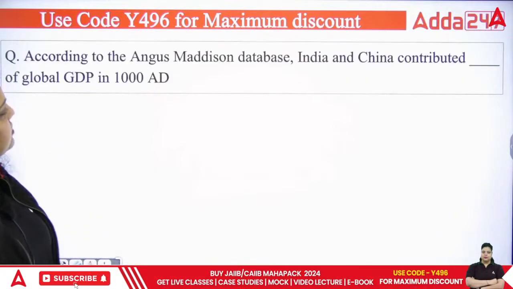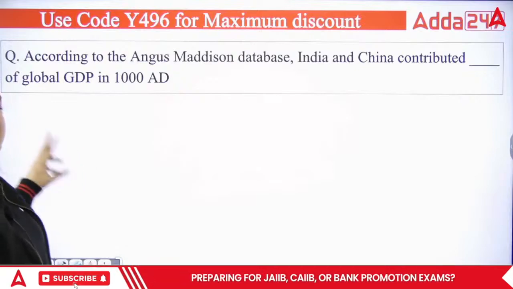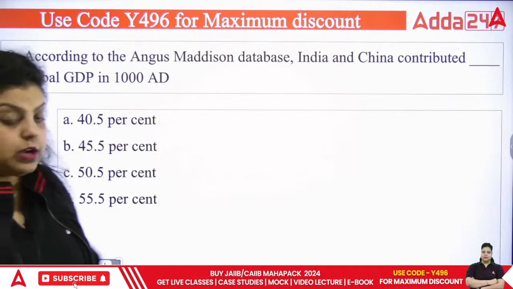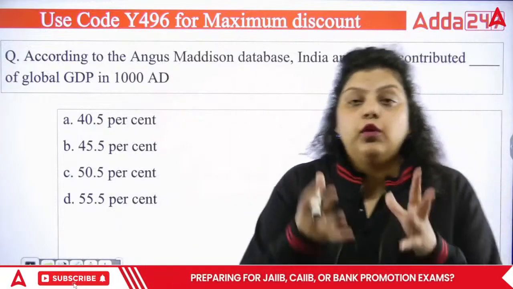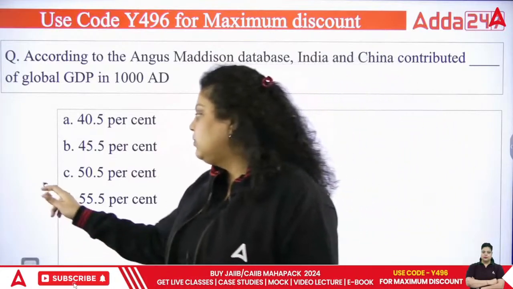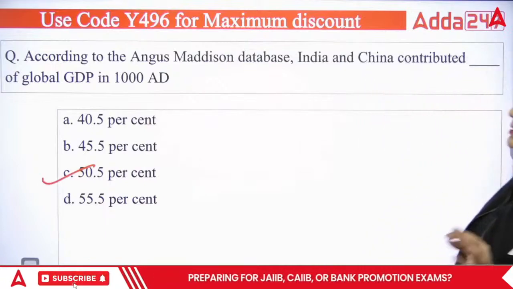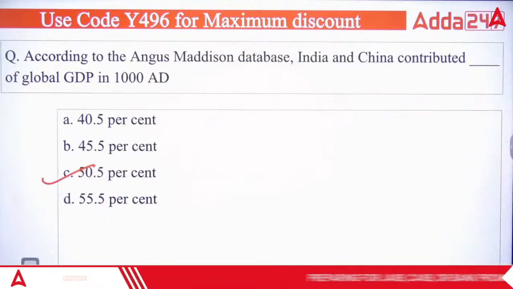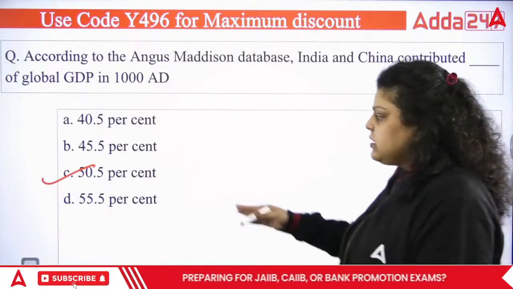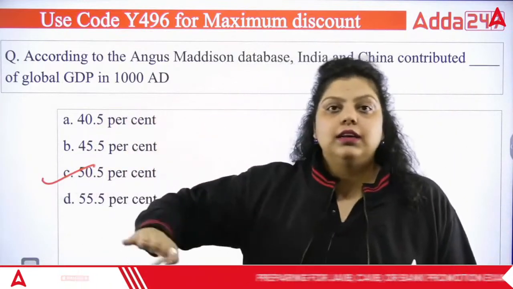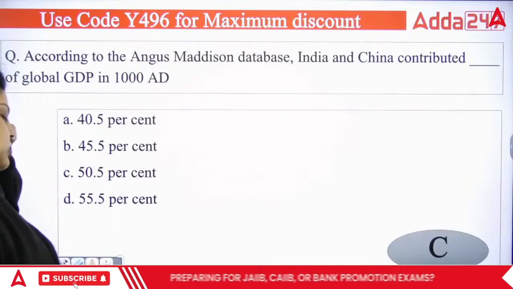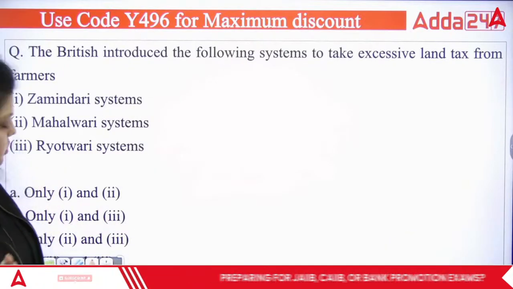Next question. According to Mr. Angus Maddison's data, India and China contributed what share of global GDP in 1080? When we are talking about 1080, they used to cover half of the world's GDP. It's obvious it should be around 50% because I have said half. So the right answer will be 50.5%. Both countries contributed 50.5%. After a while, it increased to around 52.5% and then China's contribution started declining, while India was growing. So the right answer will be option C, 50.5%. India and China's contribution is what we are asking about.